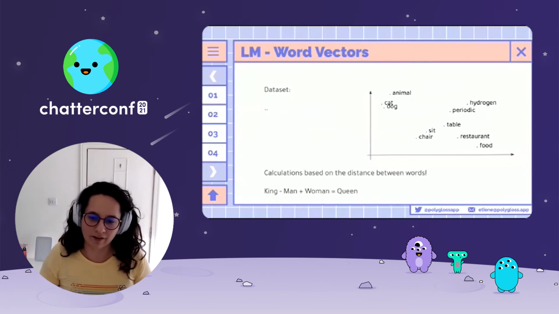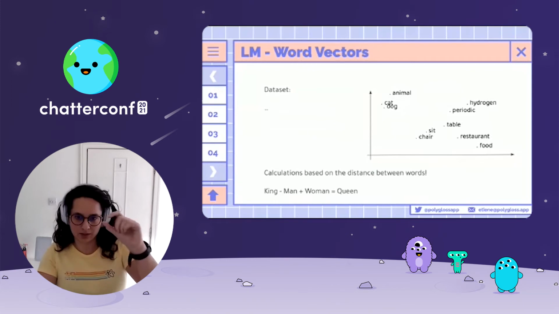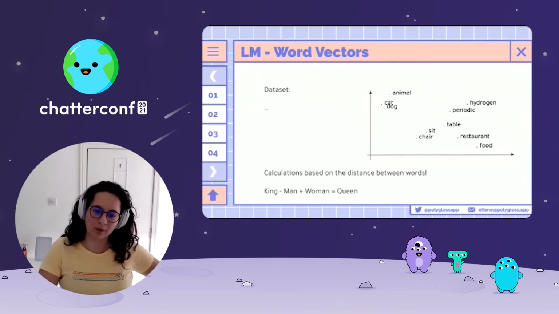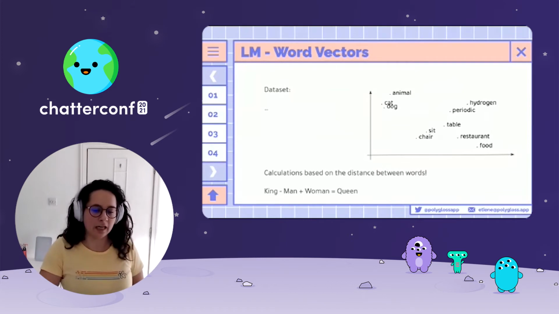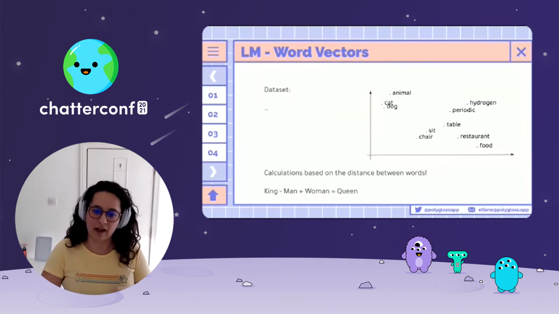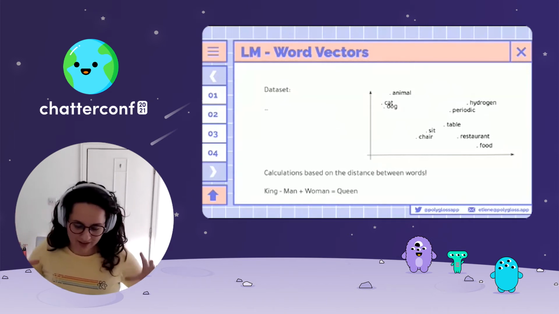And then we can use this distance between these words in these charts to make mathematical calculations about what they mean. And so we can do things like king minus man plus woman equals, and then you're gonna find the value for the word queen. And the first time I learned about this, I was like mind blown. Like, this is amazing. This is beautiful.